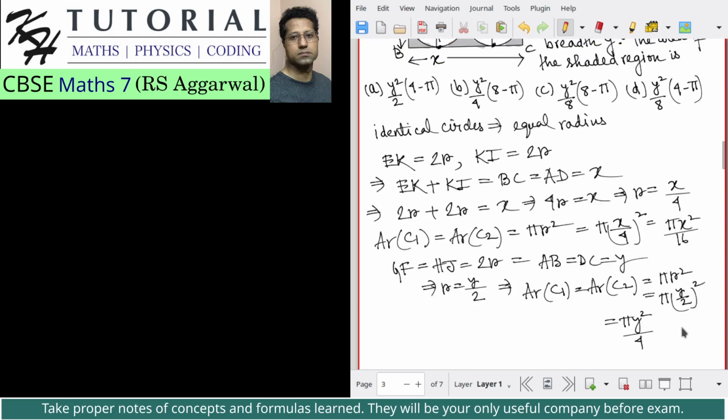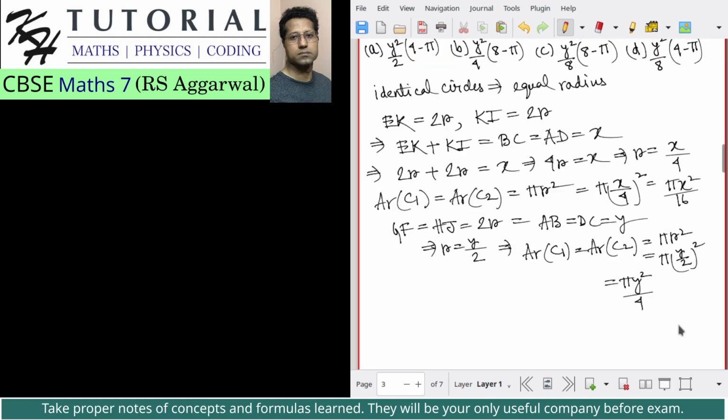Okay, so twice R is equal to y. We have R is equal to x by 4, and we also have R is equal to y by 2. So this implies that x by 4 is equal to y by 2. If I do cross multiplication, 2x is equal to 4y, which implies x is equal to 2y.